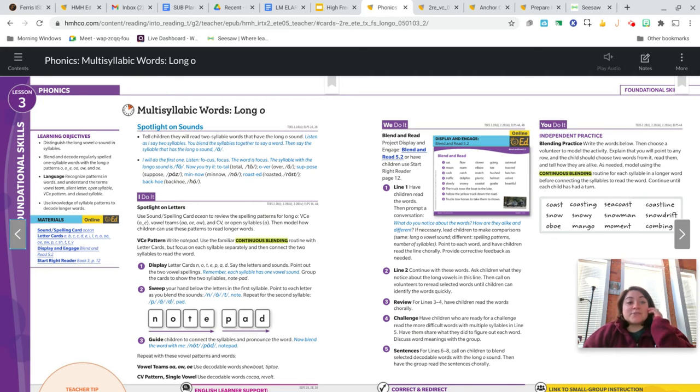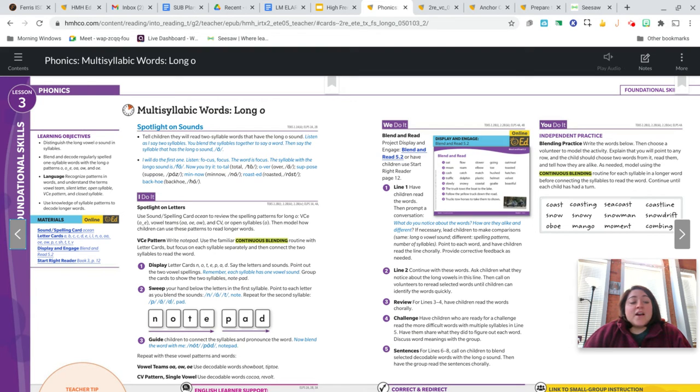All right, here's the next one. Minnow. Which syllable has the long O sound? Is it the first syllable or the second syllable? Here's the last one. Roasted. Which syllable has the long O sound? The first syllable, roast, or the second syllable, ed?